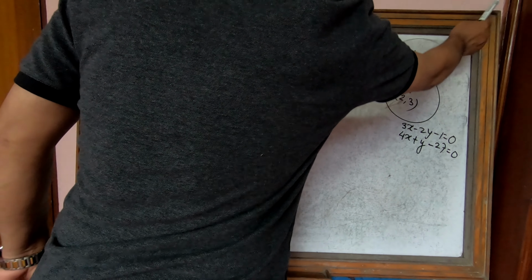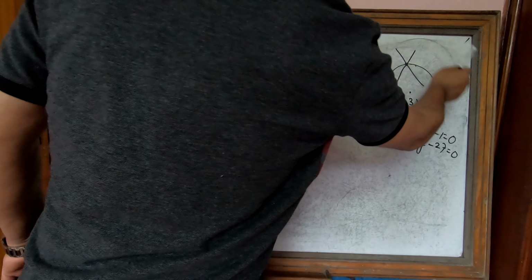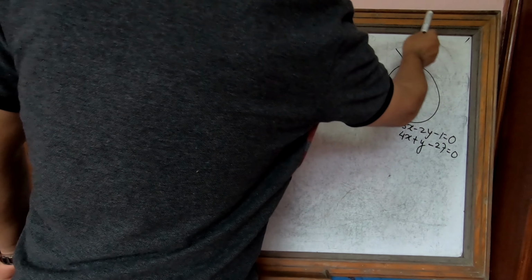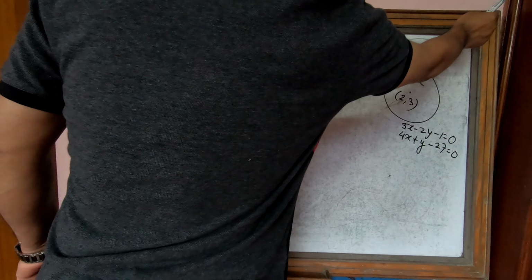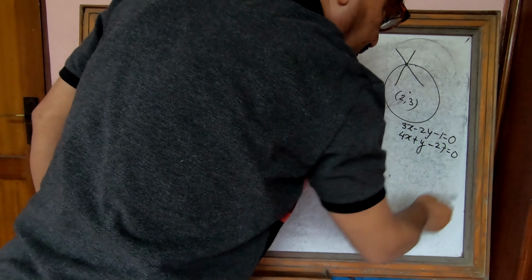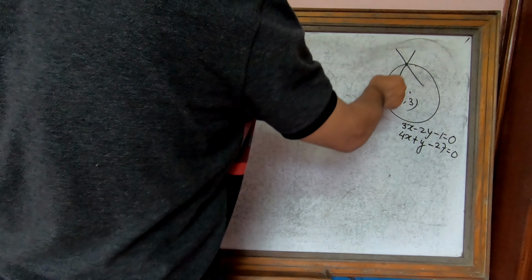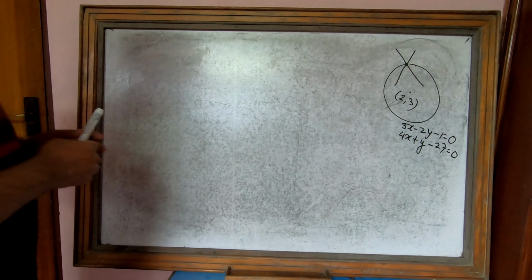Suppose this is the corner. This corner is the point of intersection of these two sides. When you solve the equations of these two sides, you get the coordinates of this corner. For this corner, you have to solve the equations of these two sides. Likewise, for this point, solve the equations of these two lines.